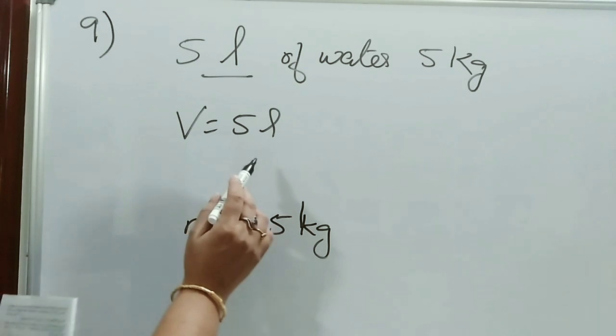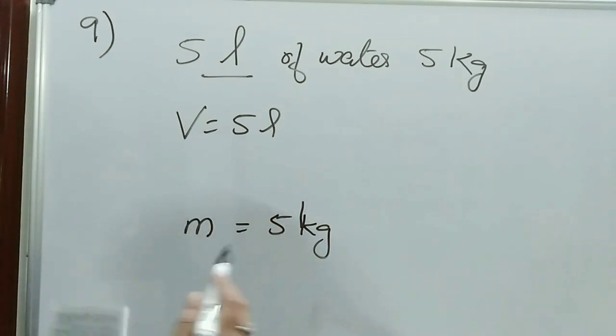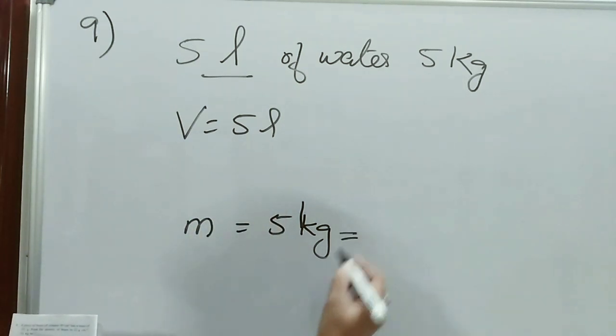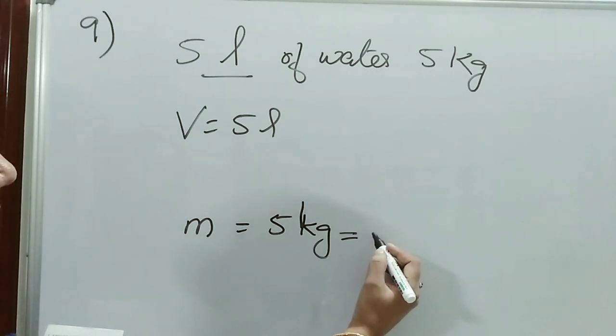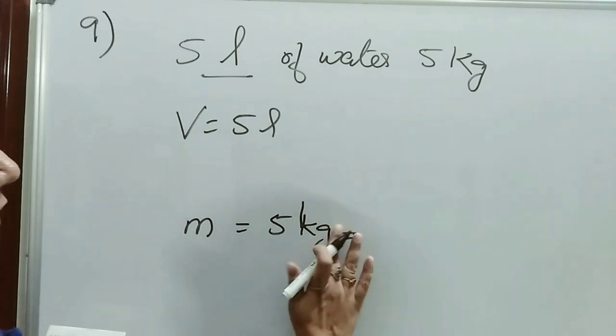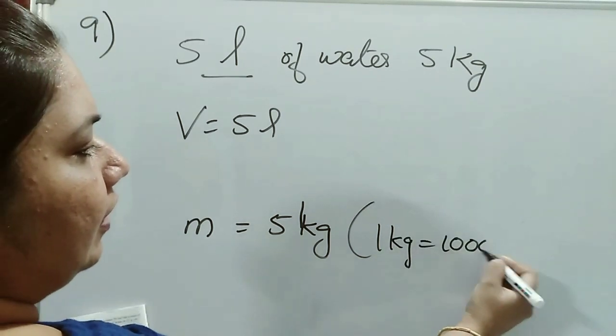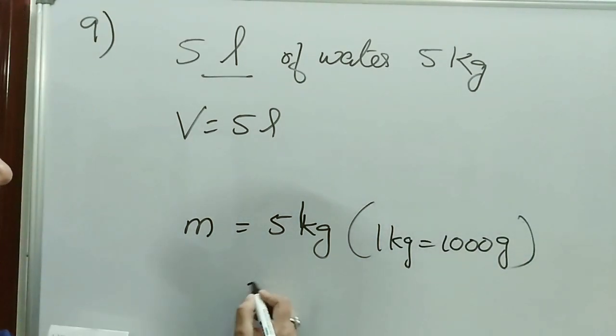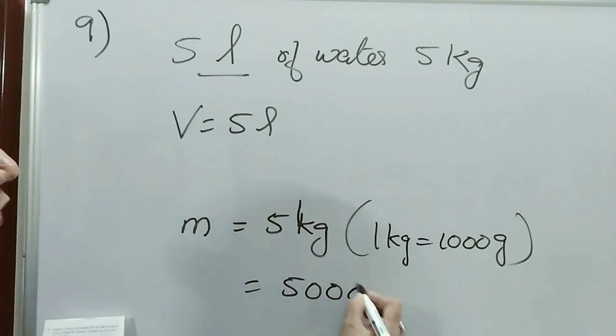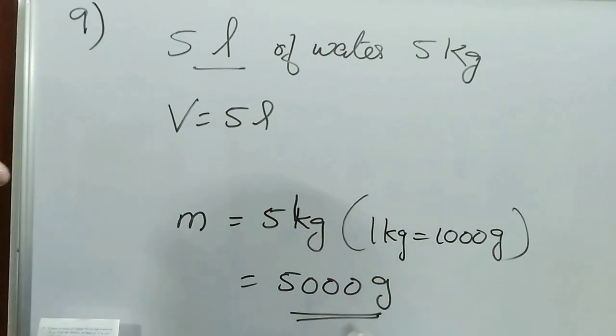So first what we have to do, we have to convert this into gram and centimeter cube. What is 5 kg? 1 kilogram means 1000 gram. So 5 kilogram means 5000 gram. So we got the mass in gram.